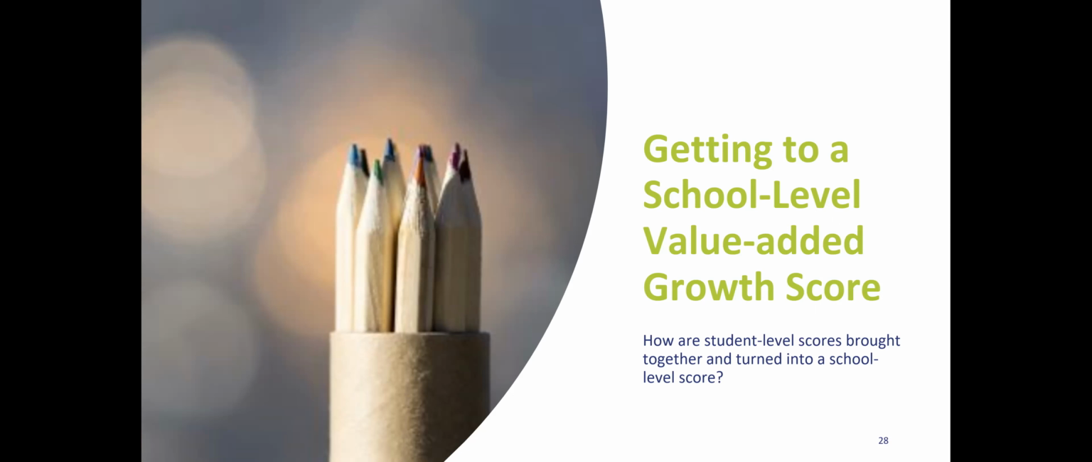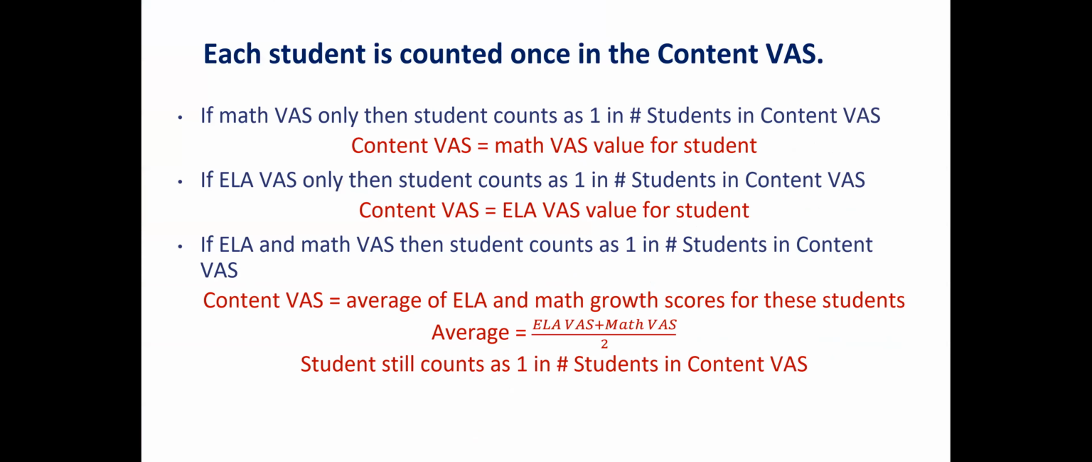So let's talk a little bit about how our student-level scores are brought together and turned into a school-level score. Each student is counted once in what we call the content value-added score. VAS stands for value-added score. If they have a math value-added score only, then the student counts as 1 in the number of students, and their content value-added score equals their math score. If they only have ELA, then their content value-added score equals their ELA value-added score. And this is usually the case: 99% of the time, students have both a math and an ELA value-added score. And so those get averaged, and you can see the formula here at the bottom: the ELA value-added score plus the math value-added score divided by 2. Still, the student only counts as 1 student. So now we've gone from an ELA and a math value-added score to a single content value-added score.